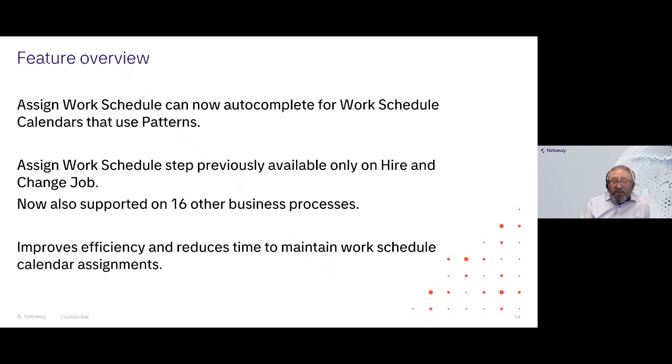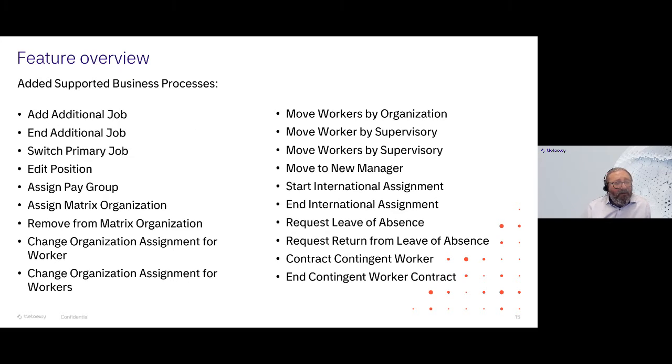Up to now, we were able to use assign work schedule as a sub-process on hire and change job. Now Workday have come along and increased that from 2 to 18 business processes, which is great. And again, this is all about improving efficiency and reducing the time it takes, because it can be quite a process to manage your work schedule assignments for workers. As I mentioned, there are a lot more business processes now, so I've listed these out here for your reference later. Some really important ones are things like moving workers, and we're seeing international assignments used more and more. That's key, but of course also change org assignments, add job and so on.